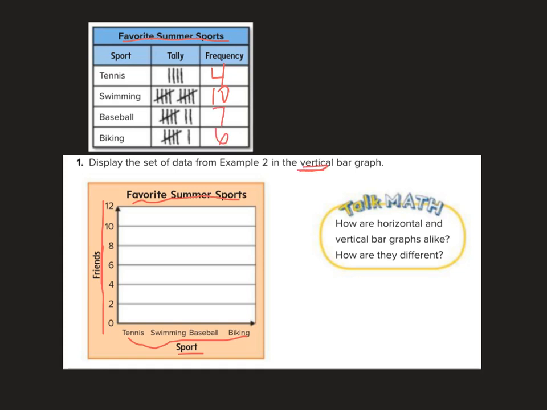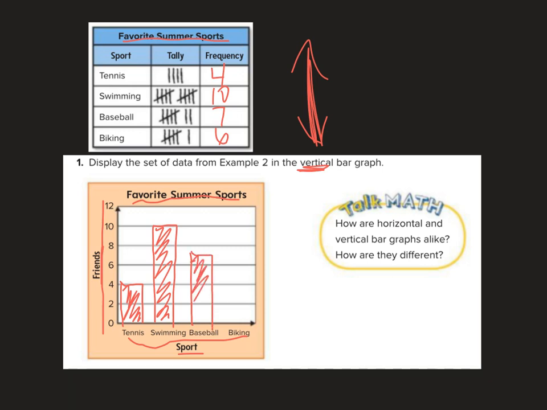We are going to make a vertical, which means up and down, bar graph. Okay, so for tennis is 4, I'm going to go like this. Color it in. Swimming has 10, so I'm going to go up to the 10 bar. Notice I'm leaving spaces. Notice my bars are about the same width. We want to make sure everything is pretty much the same so that we're able to just focus on how high each bar goes. Now 7's between 6 and 8, so I put it halfway between, and then I have a 6. Okay. There we go.